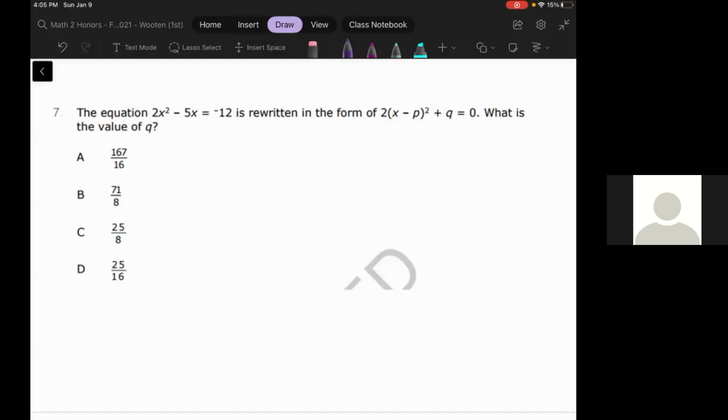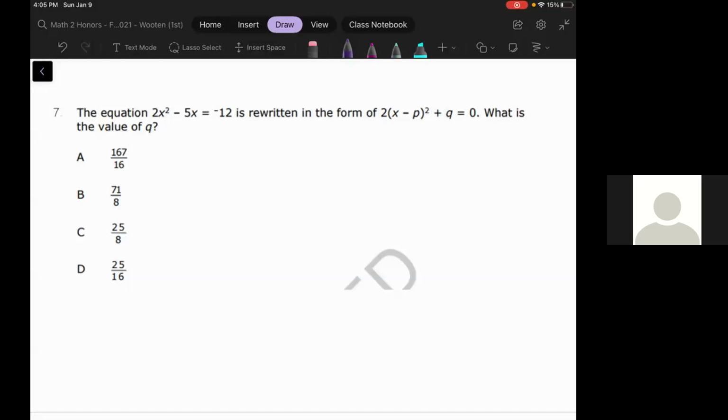Number 7, the equation 2x squared minus 5x equals negative 12 is rewritten in this form: 2 times x minus p squared plus q equals 0. What is the value of q? If we look at this, it looks like this is now being written in vertex form, right? So we could go through here and do the math to figure this out.